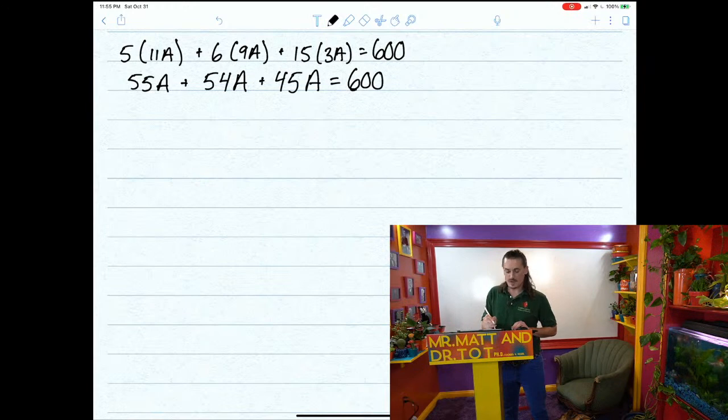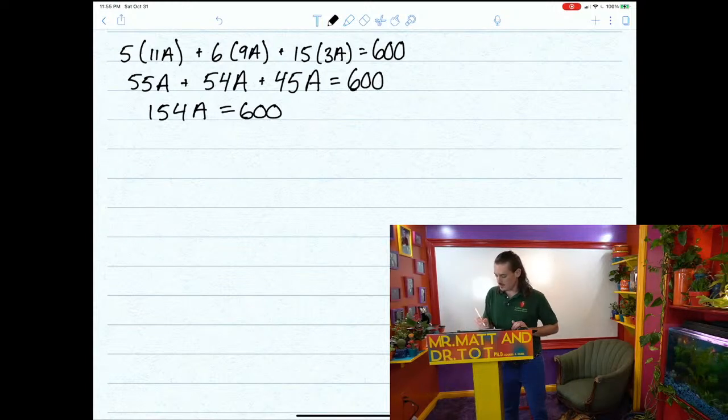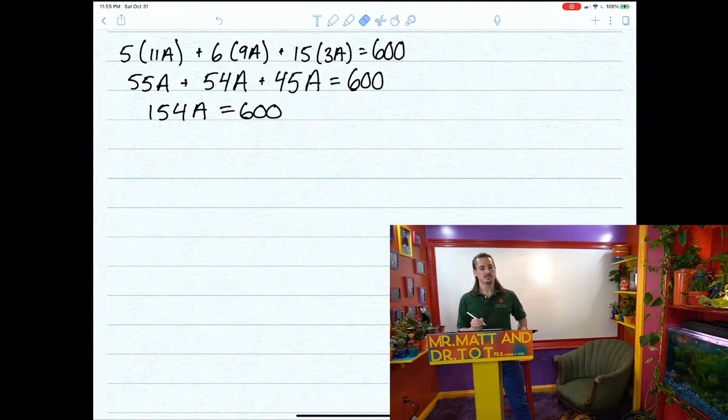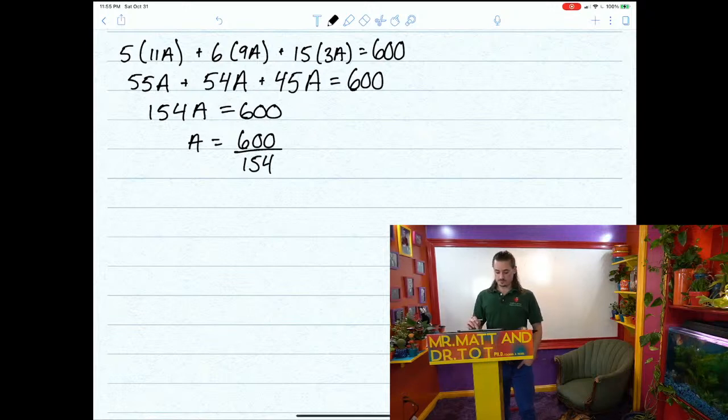So then dividing by 154 on both sides, a is going to be equal to 600 divided by 154. And if we rounded there, that would be about 3.9. So you could leave that as a simplified fraction, or we could evaluate into a decimal of 3.9. If you have any questions, please let me know.